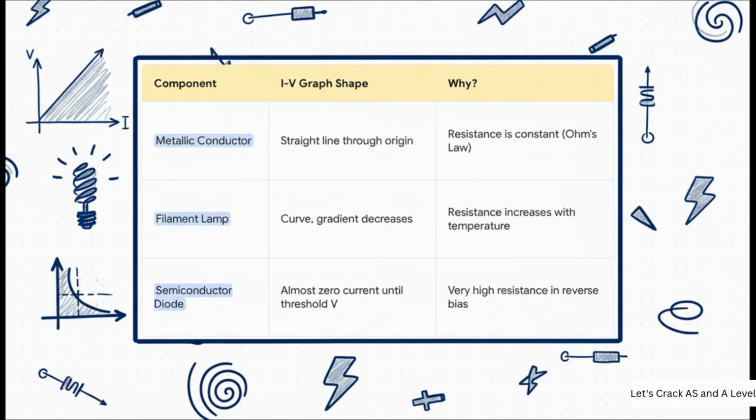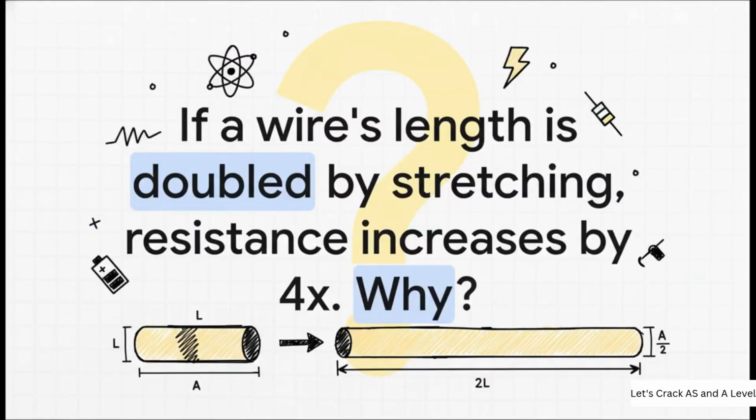It lets electricity flow easily in one direction, but it's a total roadblock in the other. And here's another classic trap question. If you stretch a wire to double its length, what happens to the resistance? Your gut might say, oh, it just doubles, because R is proportional to L. And that's exactly what the examiner wants you to think. But it's wrong. Here's the key.